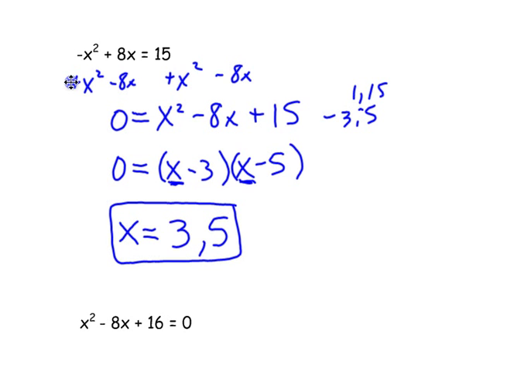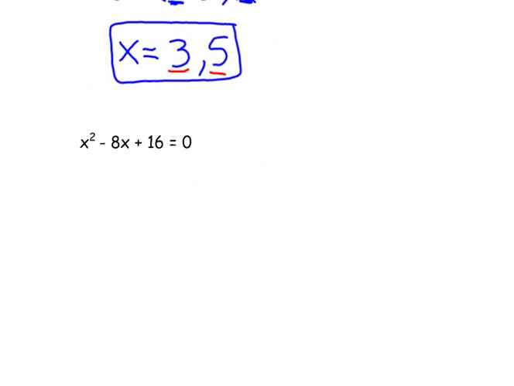I'm still going to plug those back in to check them. If I check the 3 first, 3 squared is 9, so that's going to be negative 9 plus 24. Does that equal 15? And it does. And then we'll plug in the 5. So 5 squared is 25. Negative 25 plus 8 times 5 is 40. Does that give me 15? Yes. And so I know my answers are correct because I can plug them back in and check them.